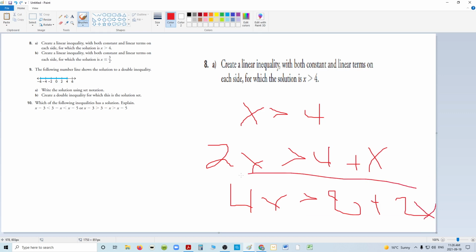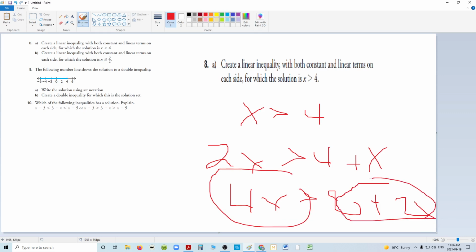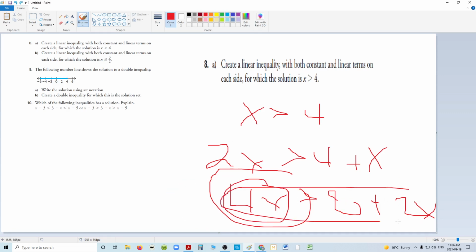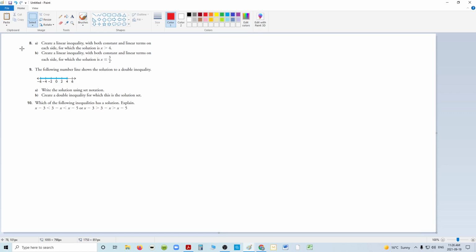So when 4 is put in here, I get 16, and over here, I get 16. So x must be bigger than 4 to make this true. Because over here, if I put in 5, I get 20, and over here, I only get 18. So that's another way of getting 2 lines on either side. That's a very easy question, but it helps you imagine what you're doing.